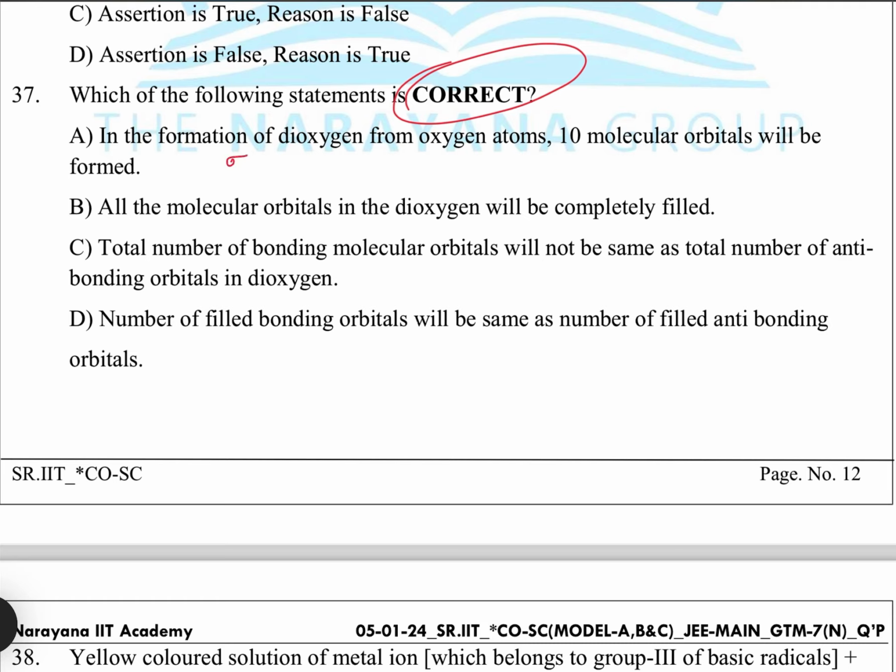Oxygen atoms: sigma 1s2, sigma star 1s2, sigma 2s2, sigma star 2s2, pi 2px2, pi 2py2. Before that, sigma 2pz2. Then pi star 2px1, pi star 2py1. In the formation of dioxygen from oxygen atoms, 10 molecular orbitals will be formed. Sigma star 2pz is formed, but this is without electrons. So that is the right statement.